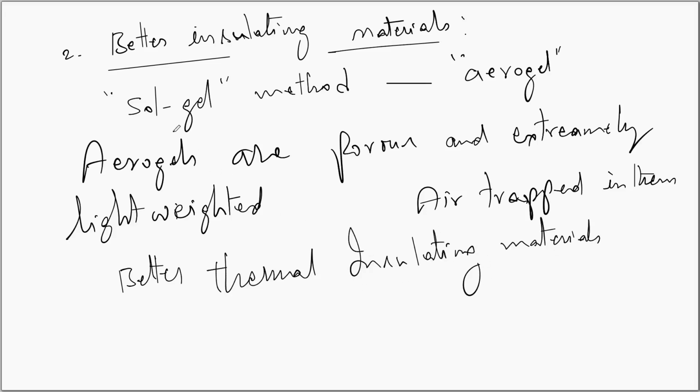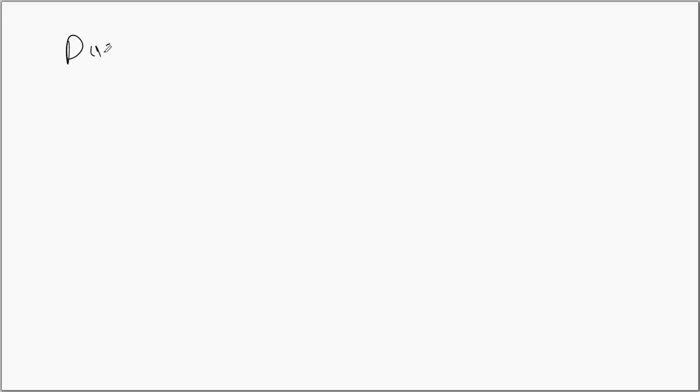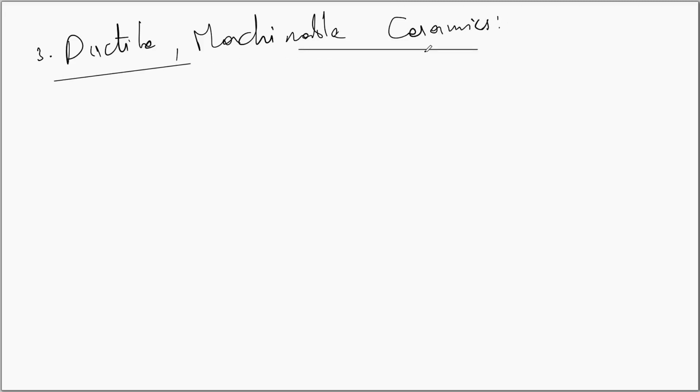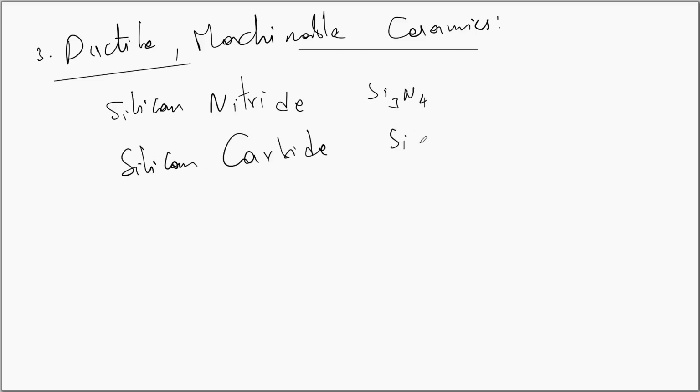Those materials that are synthesized using the sol-gel method produce the aerogels. These aerogels are porous in nature, and they also have air molecules trapped in them, because of which they become better insulating materials. They are also ductile, machinable ceramics. Ceramics are not in general ductile, whereas the nanomaterials are made in the form of ceramics such as silicon nitride and silicon carbide. These are ductile nanoceramic materials.